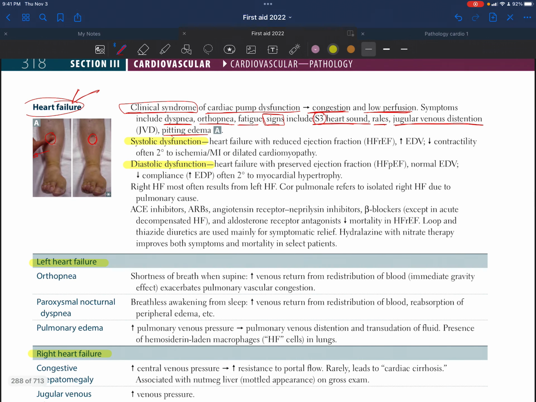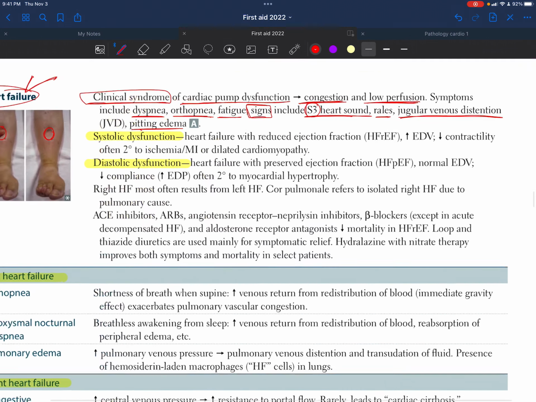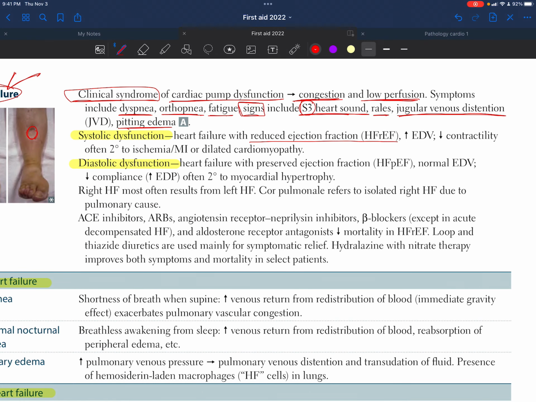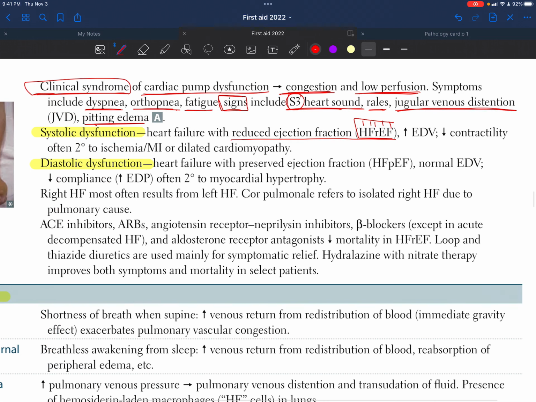Systolic dysfunction is basically heart failure with reduced ejection fraction. Just as the name implies, there is an increase in end diastolic volume and reduced contractility, most likely secondary to ischemia or myocardial infarction. So an area of the myocardium is already dead and not working. That's why we get the reduced ejection fraction. One of the reasons could also be dilated cardiomyopathy.